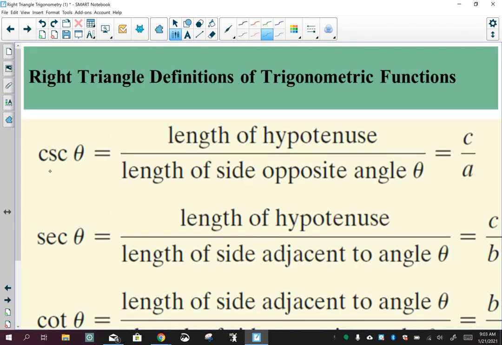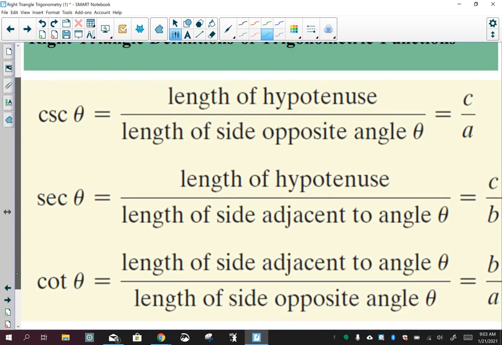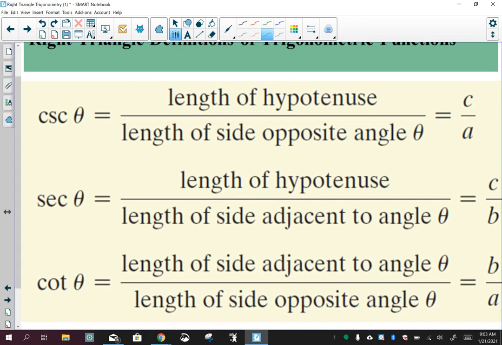So cosecant goes with sine. Sine is opposite over hypotenuse, which means cosecant is the reciprocal of that, hypotenuse over opposite. Secant is hypotenuse over adjacent. Remember, adjacent is the side that touches your angle in question. So hypotenuse over adjacent is the reciprocal of cosine. And cotangent is adjacent over opposite, the reciprocal of tangent. Remember, tangent is sine over cosine, so cotangent is going to be cosine over sine.